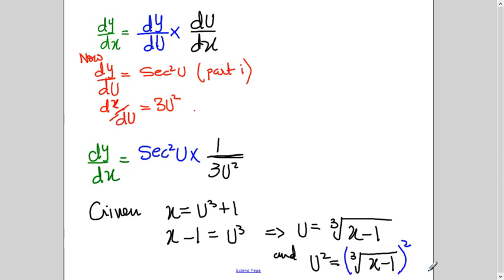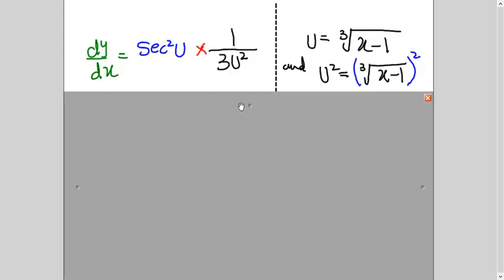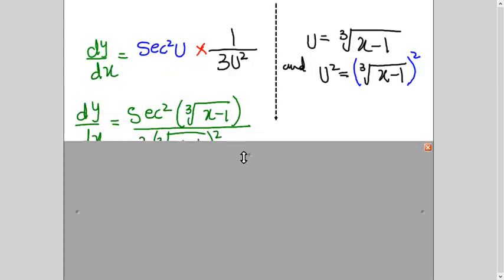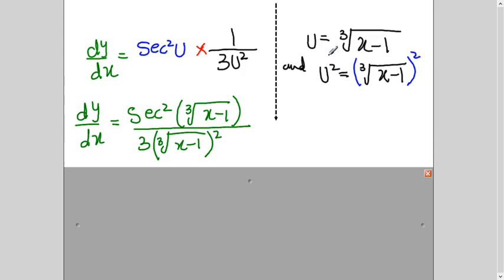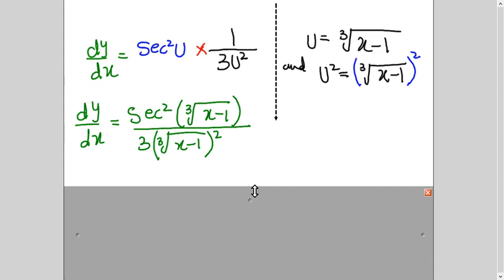Now I will substitute here, and then I will have the differentiation of y with respect to x in terms of x. So let's see the substitution here. Simply this will go here and this will go here. That's all. So this will finish the question. Let's see the second question on rate of change in the same paper.